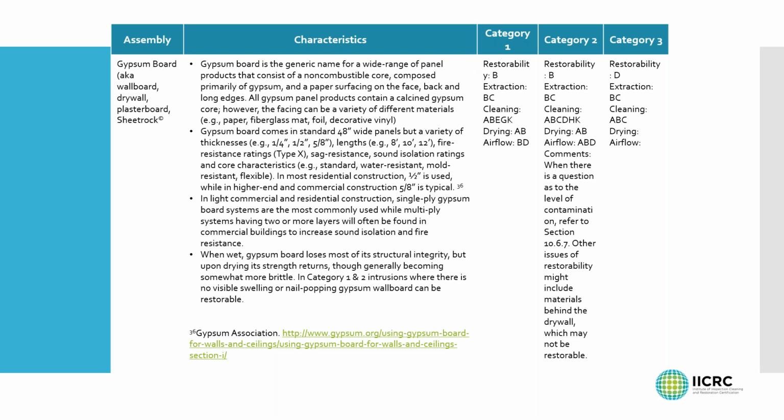And so if we take gypsum wallboard, for instance, here, and I go to a category 1, and it has a code B, so there's a bunch of codes for each of the restorability, extraction, cleaning prior to the list of different assemblies or materials. And so if I go and look at restorability code B, that says that in most cases, on a category 1, gypsum board is generally restorable. Okay, so we can restore it.